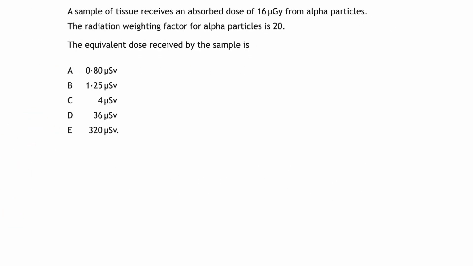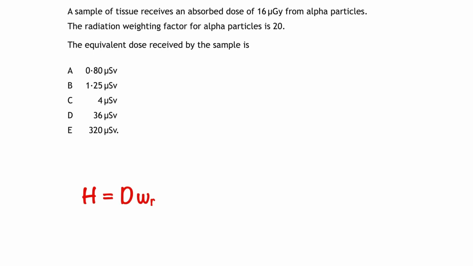A sample of tissue receives an absorbed dose of 16 micrograys from alpha particles. The radiation weighting factor for alpha particles is 20. The equivalent dose received by the sample is... Now, I always recommend spending time memorising the various quantities and their associated units that go with all the letters and symbols in the relationship sheet. In this topic, pupils often get confused between absorbed dose and equivalent dose. So if you're struggling to memorise some of that information that will help you find the right equation, then search up my video on finding the right equation, which will tell you where you can find a helpful PDF document on my website. The equation we want here is this one.